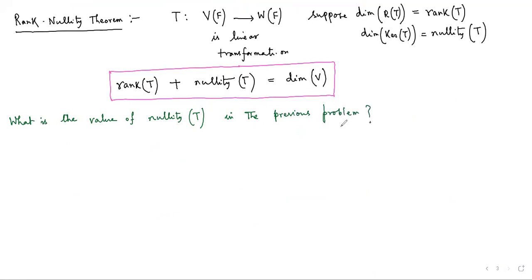0. Why? Justify. Sir, because rank T and dimension of V are equal to 2. So rank T is how much? 2. And nullity T we want to find out, isn't it? Nullity T. And dimension of V is what? 2. No.